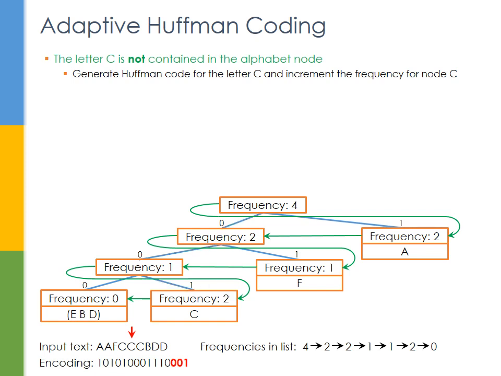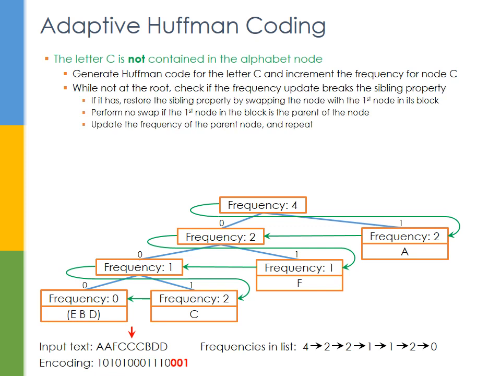Now we need to go about updating our frequencies. So we've now updated, as you can see, the frequency of the node containing the letter C from 1 to 2. What we now need to do is move from this leaf node where we have incremented the frequency all the way up to the root node, correcting frequencies as we go. However, each time that we update a frequency, we need to check to see whether the sibling property has been violated, and if it has been violated, then we need to correct it by means of a node swap.